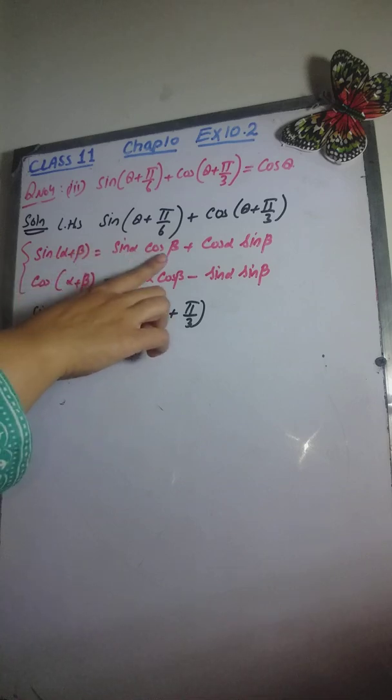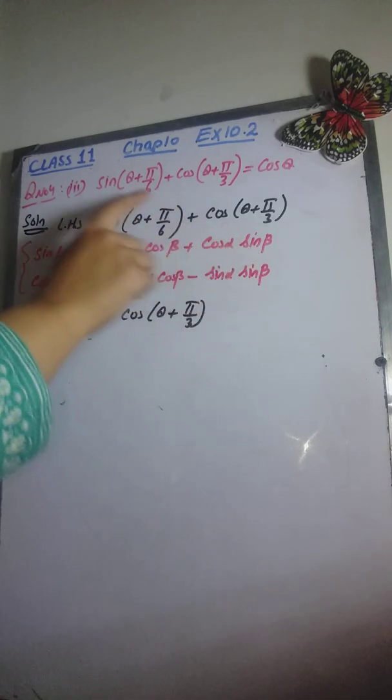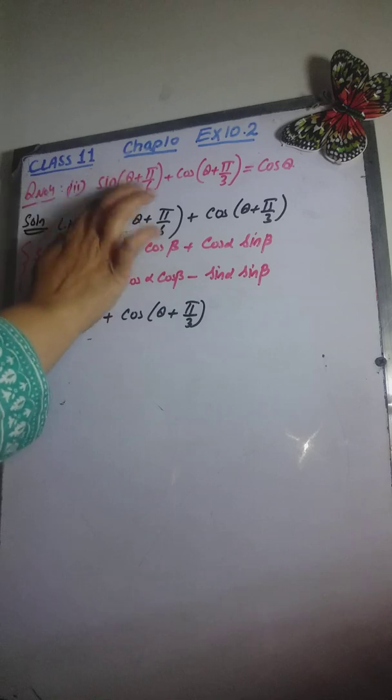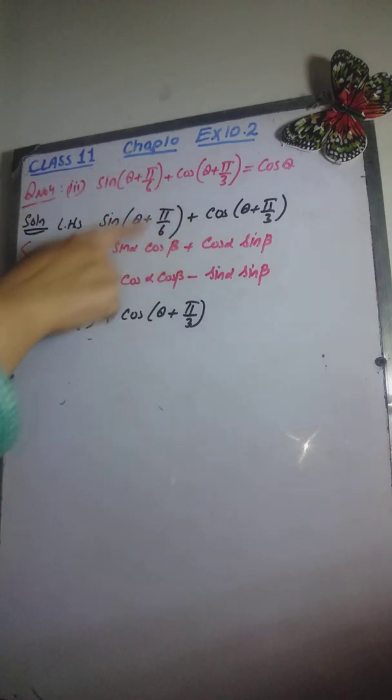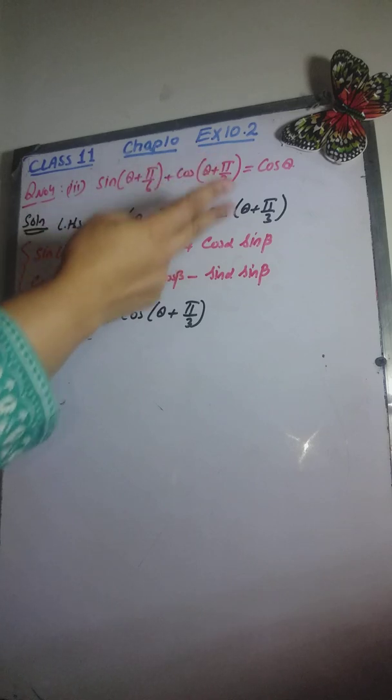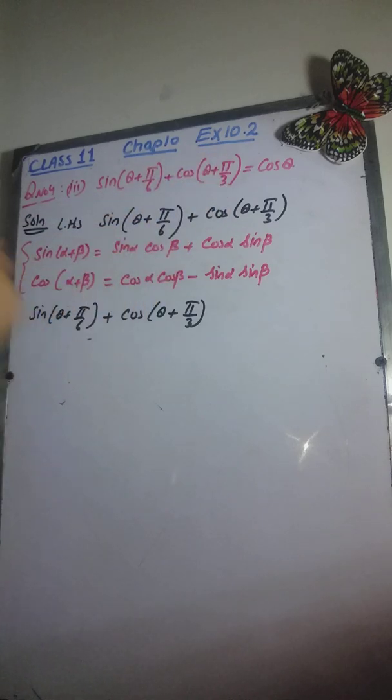equal to sine alpha cos beta plus cos alpha sine beta, because we have the expression of sine of sum of two angles. So we are going to use this identity, as well as here also we have cos of sum of two angles, so we are going to use these two identities. I'm going to take the left hand side and prove it equal to cos of theta by using these identities.